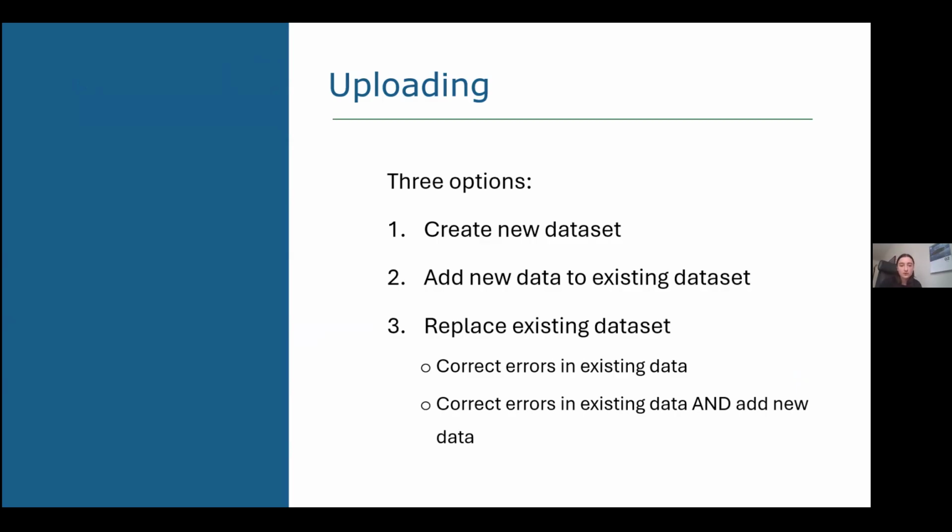So if at some point you realize that there are some errors in the data that you've uploaded to DataStream, maybe some of the values are incorrect, or maybe you'd like to change the name of the location, you can do this at any time. You'll just replace your data set with a new version. And in doing this, you can actually also add new data at the same time because you're just replacing the data set.